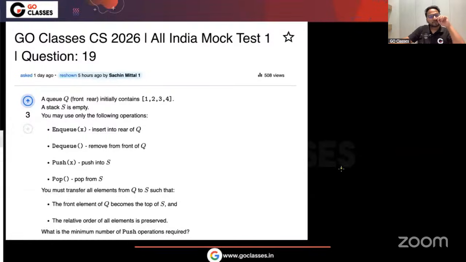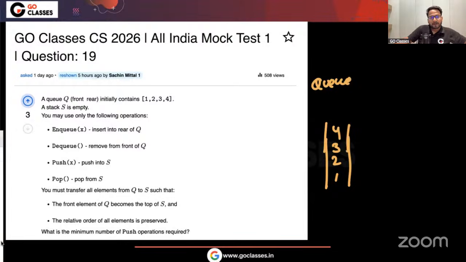Yeah, let's see this question. In this question, I'm asking, suppose there is a queue which has a front and a rear. Basically it is 1 2 3 4. This is a queue. Now there is a stack which is initially empty.